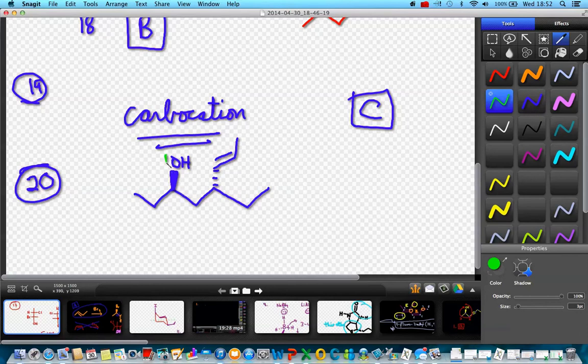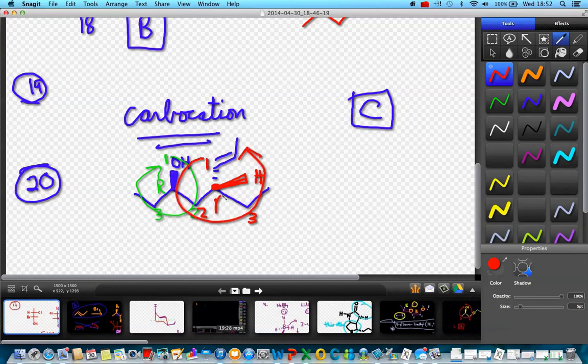So OH would be 1, this carbon will be 2, this one will be 3, H is rotated away. This goes clockwise, so it is R. That means I can eliminate C and D. Now when I come over here, 1, 2, 3. Now this hydrogen's coming out towards us, so we're going to have to flip our answer. This looks S, but it's actually R. So the best answer is going to be A. The credited answer for number 20 is A.